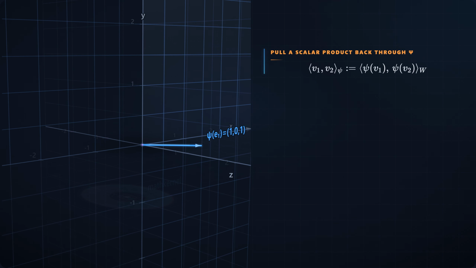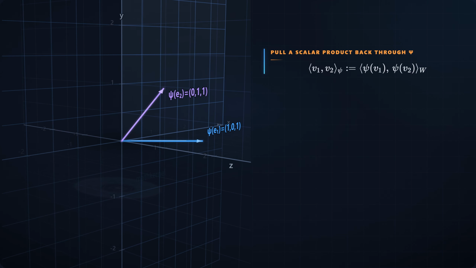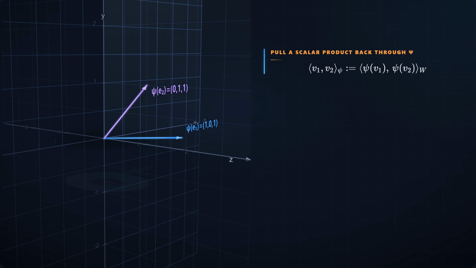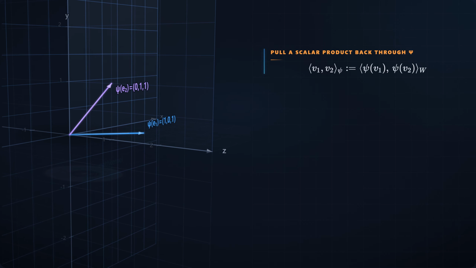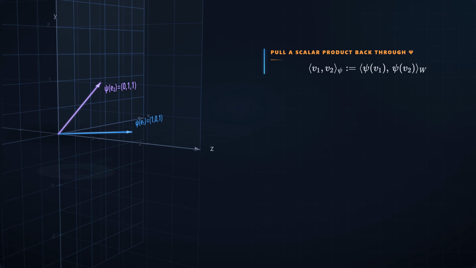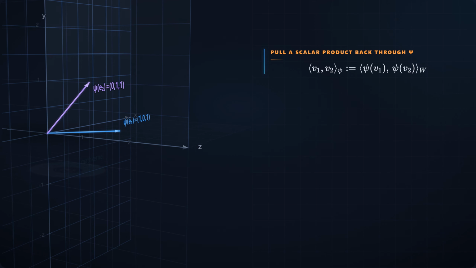Step back, and there's a general machine behind all of this. If you have any injective linear map into a space that already has a scalar product, you can pull that product back to where you started. You just define the product of two vectors to be the product of their images. Bilinear and symmetric come along for free, but positive definiteness needs one thing. The map must be injective, so that only the zero vector maps to 0. That's the whole condition. Injective is the catch.